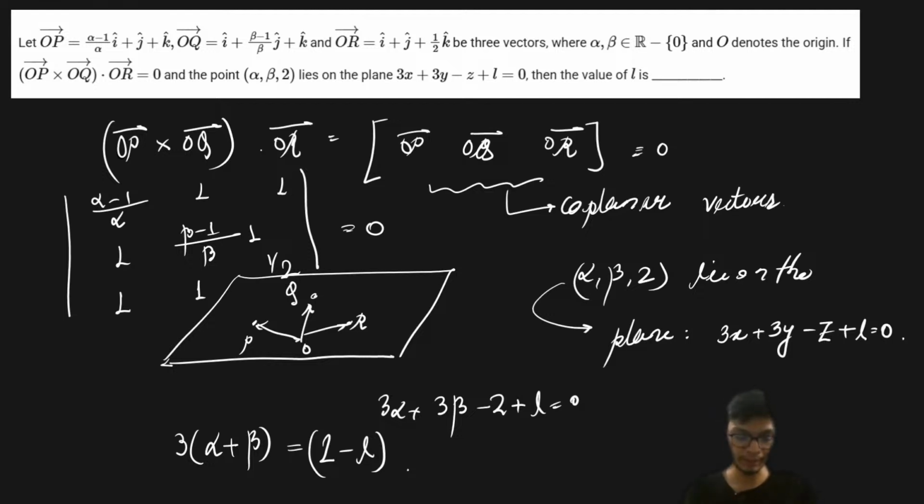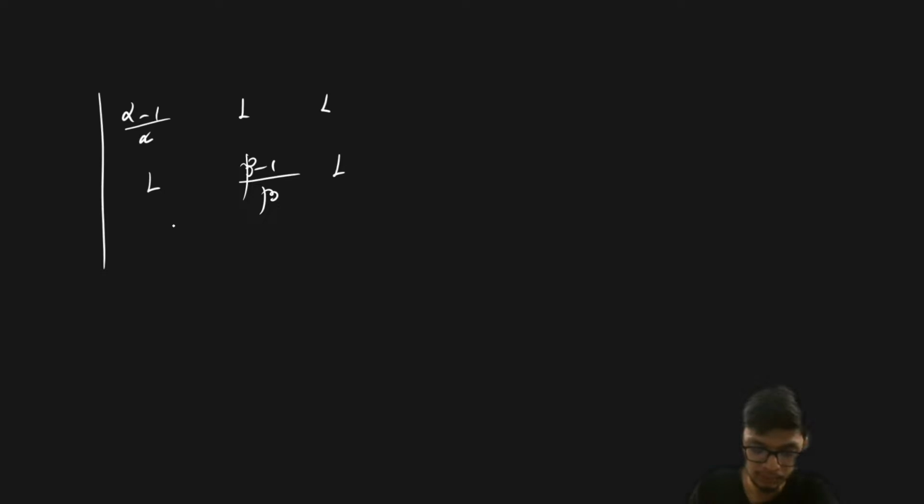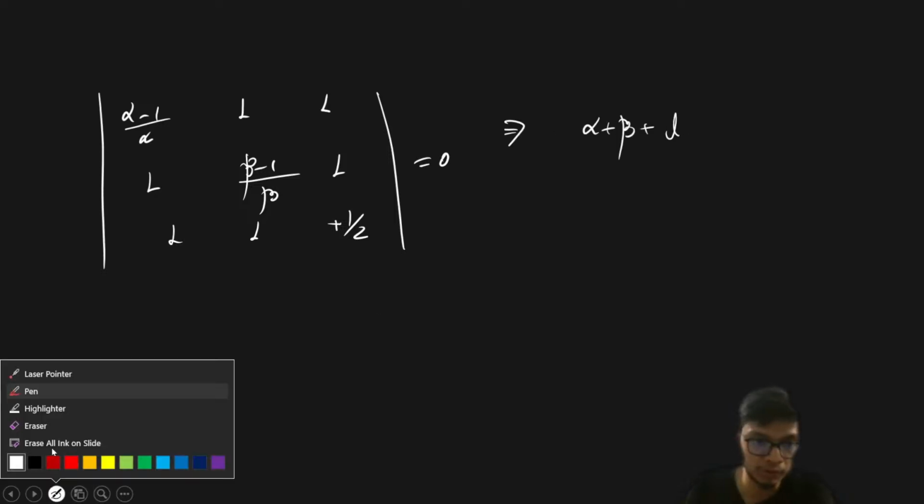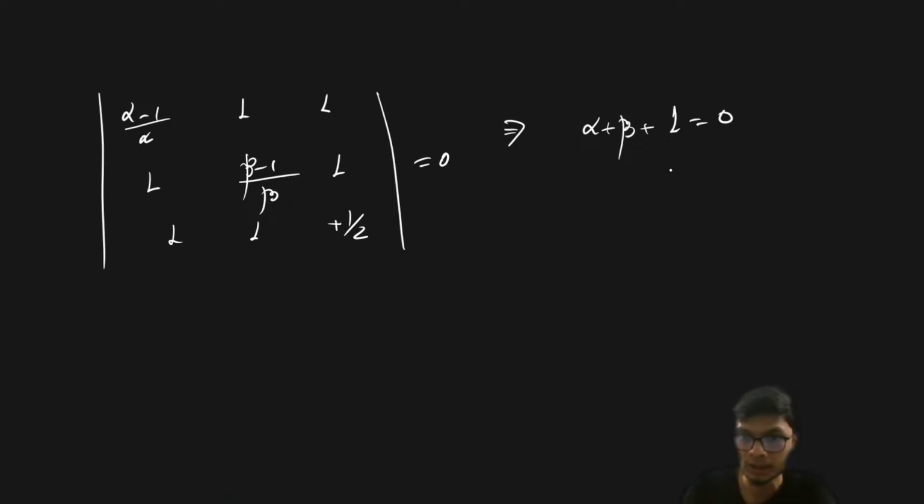Now, once we evaluate this determinant, I just do the determinant evaluation over here. So it is alpha, minus 1 by alpha, 1; 1, beta, minus 1 by beta, 1; and 1, 1, minus 1 by 2 or plus 1 by 2, and that is equal to 0. So let us try to evaluate what the information is over here. If you simplify the determinant, I'll get alpha plus beta plus 1 is equal to 0. From here I will get one relation: alpha plus beta is equal to minus 1.